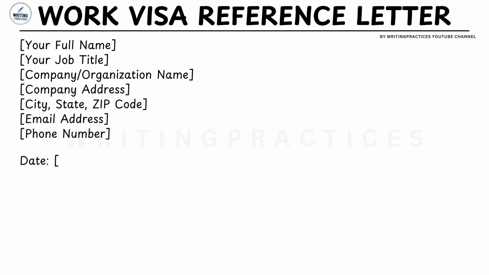Date. Next, we add the date the letter is being written. This might seem minor, but it matters more than people think. Visa officials want to know that the letter is recent and relevant to the applicant's current employment status. Make sure you use the full date format, month, day, and year, to keep things clear and professional. So just plug in something like June 12, 2025, or whatever date applies.